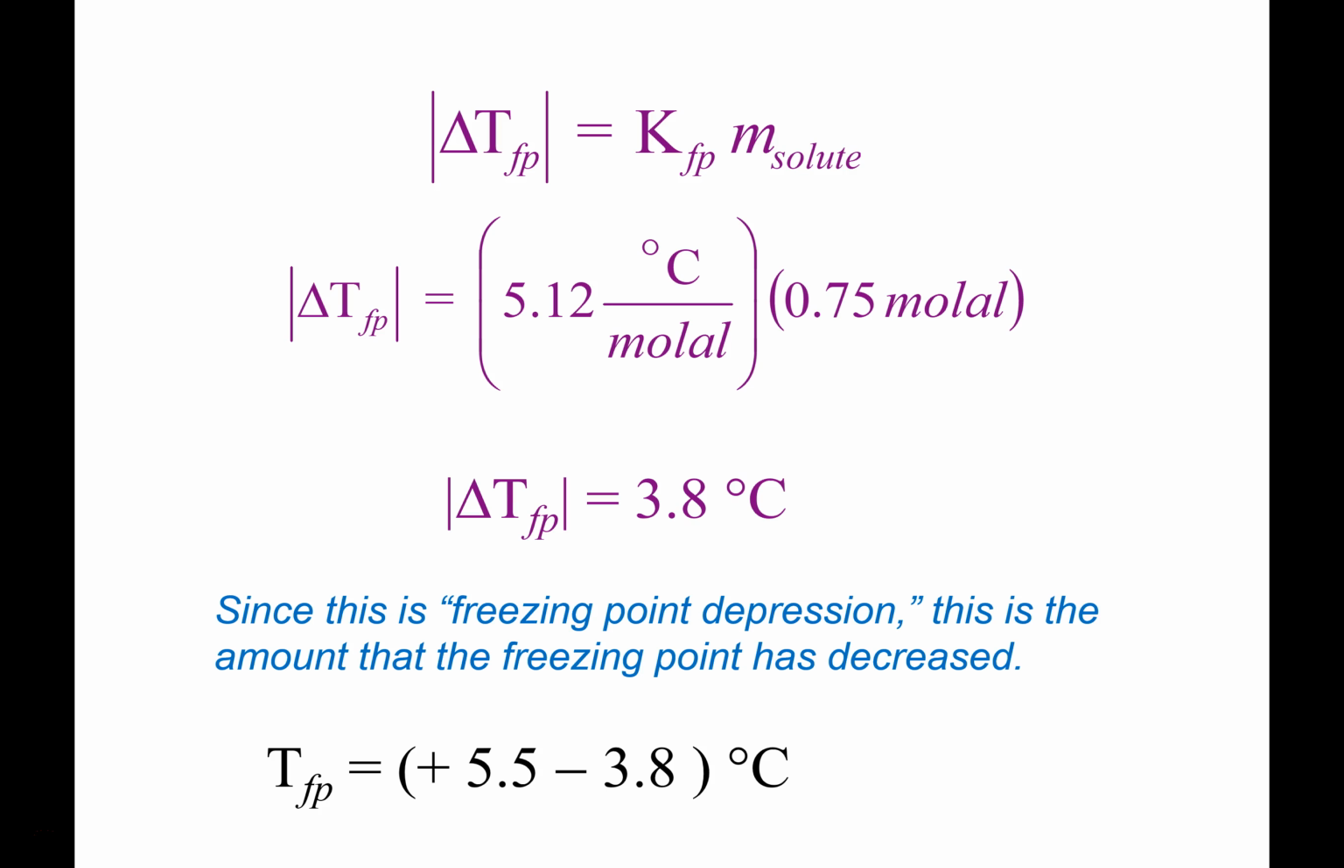And notice since I'm subtracting here, I went ahead and in parentheses, I put the units outside the parentheses. That's legit. So 5.5 degrees Celsius is what it usually freezes at. It's going to be depressed 3.8 degrees, so we're going to subtract 3.8 degrees. Round to 1 decimal, and you get now 1.7 degrees Celsius. So that's it. Come full circle. It works.